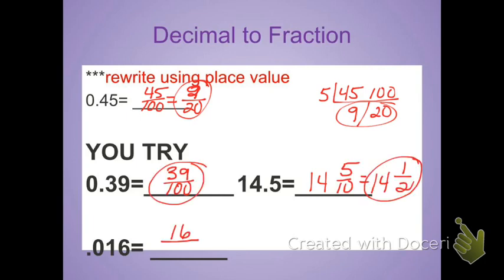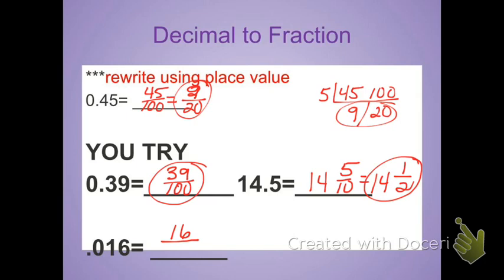All right, so you should have gotten 39 over 100 for this one. How many people got 14 and 5/10 and reduced it to 14 and a half? Okay, do you see when there's a whole number in the front, just put it there. And then just work with the decimal part. There's no need to do anything else with it because it's a whole number.